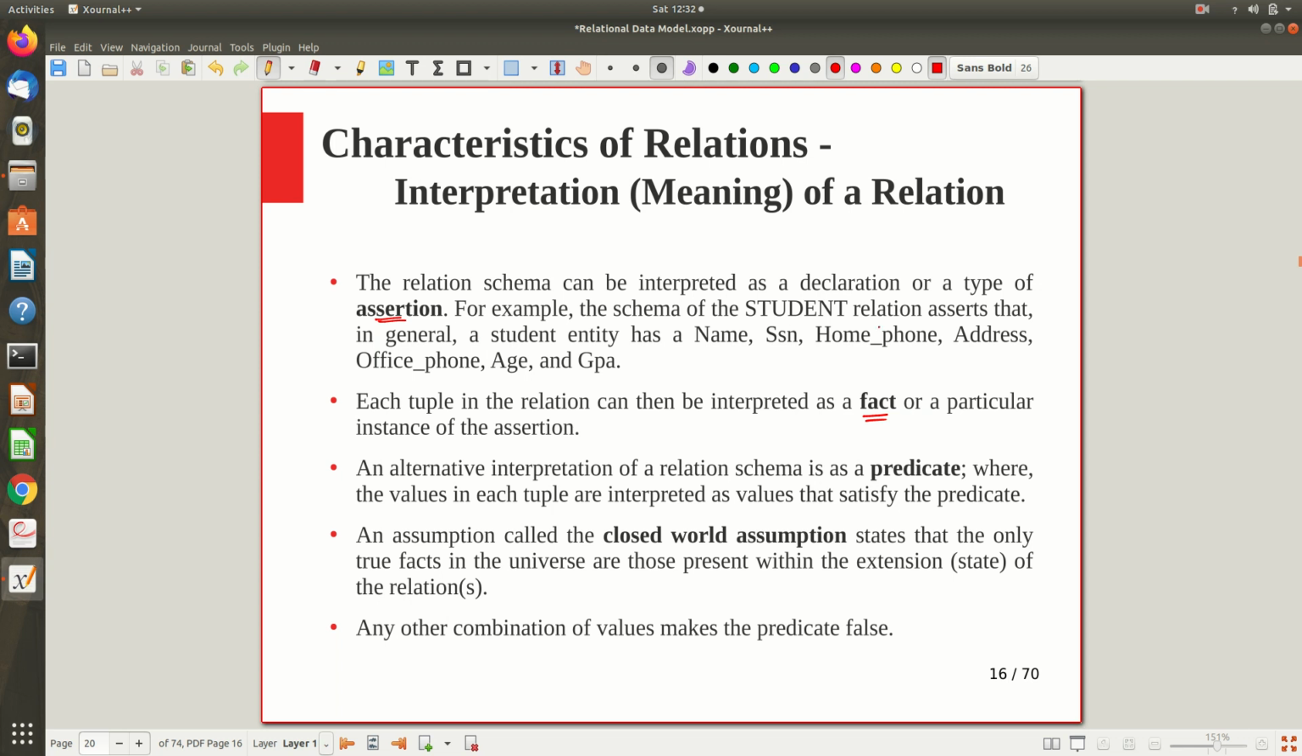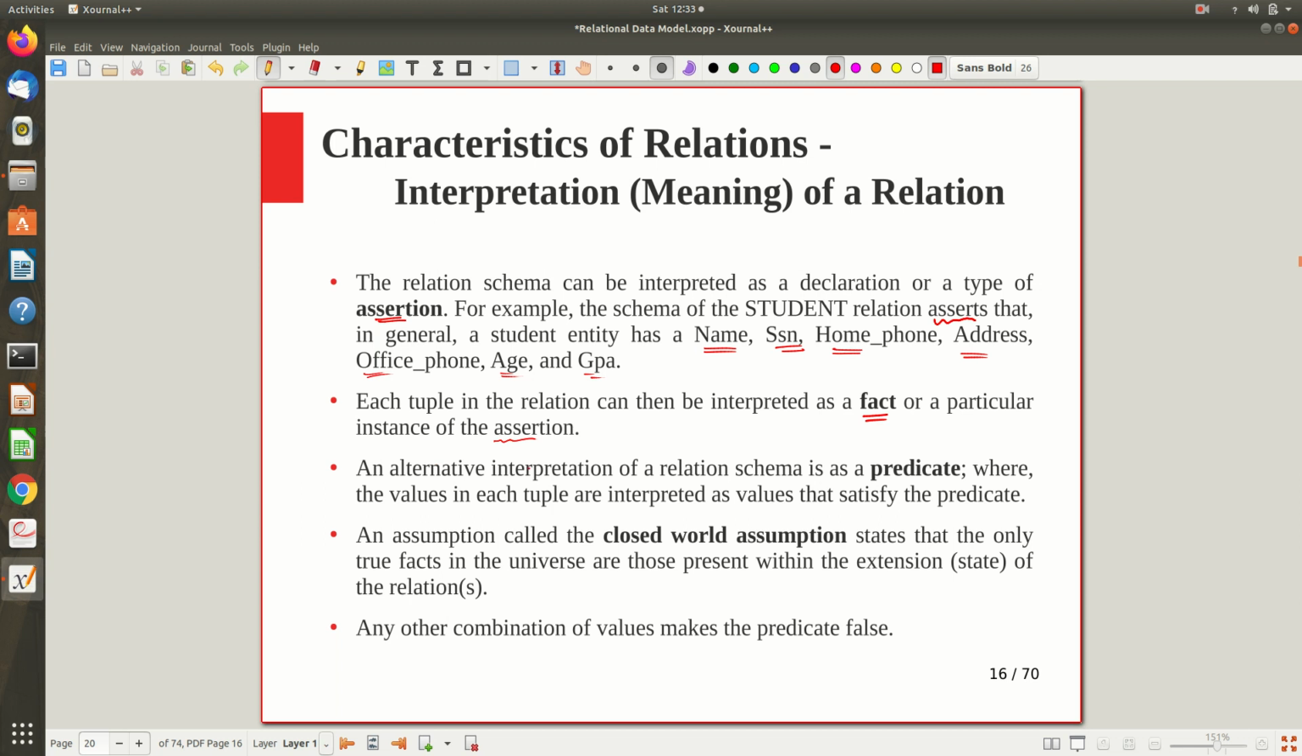For example, the schema of the student relation asserts that in general a student entity should have a name, SSN, home phone number, address, office phone number, age and GPA. This is an assertion, a requirement I am having. Now if a particular tuple follows it, I can say that it's a fact that is satisfying this assertion. So each tuple in the relation can be interpreted as a fact, or a particular instance of this assertion. Fact in the sense that it is satisfying this assertion. Okay, that is one way.